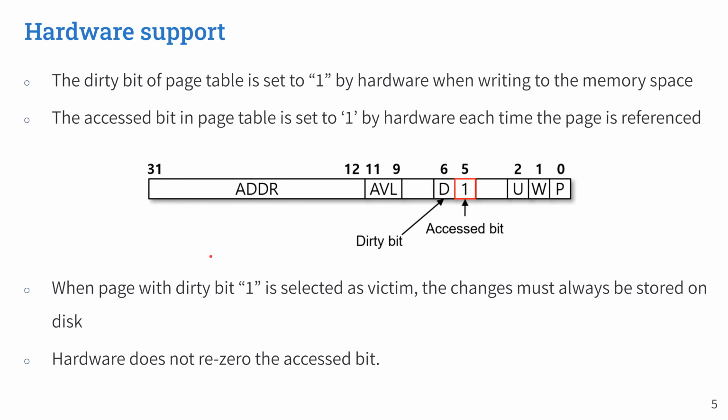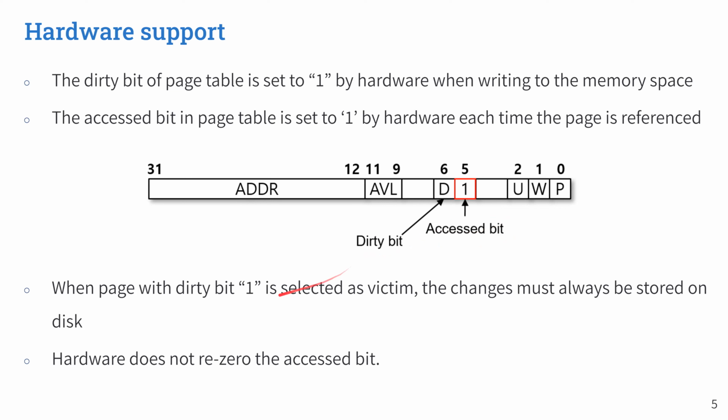In a real OS, the page table manipulation is done with hardware support. So you should focus on two bits of the page table entry here. The first is the dirty bit, and the second one is the access bit. The dirty bit of the page table entry is set to 1 by hardware in a real OS when writing to the memory space, and the access bit is set to 1 by hardware each time the page is referenced. So the access bit means the page was only accessed, by a read operation or something like that. And the dirty bit means the content of the page has actually changed.